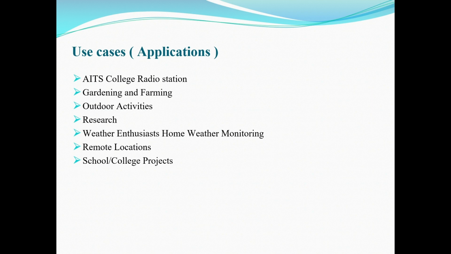Research purpose: after some years the earth may be affected due to UV rays. At that time it will be very helpful for research, before the earth is damaged, to take the readings from the weather, and it can be controlled by using some techniques. And the home weather monitoring system: based on the outside temperature we can set the home temperature.